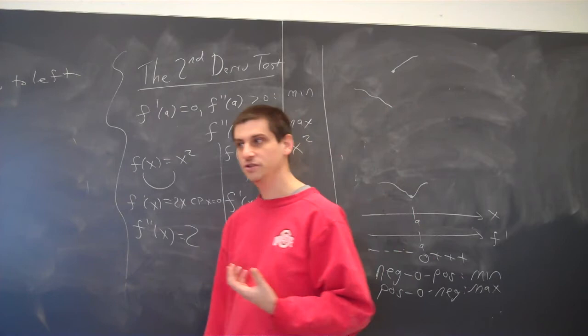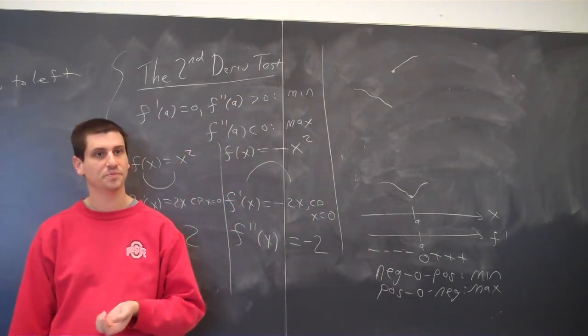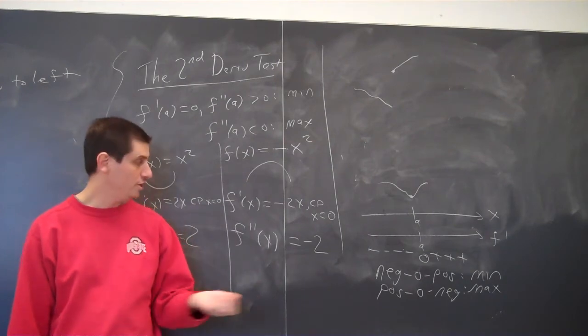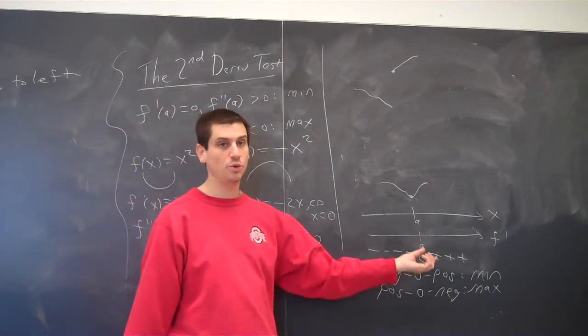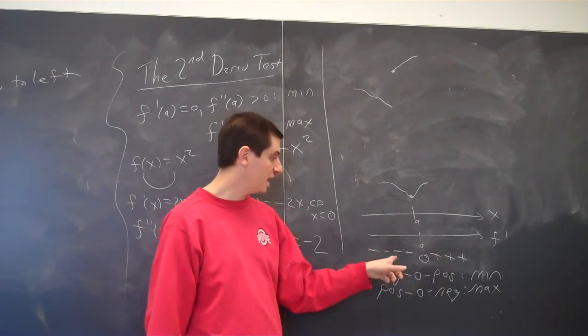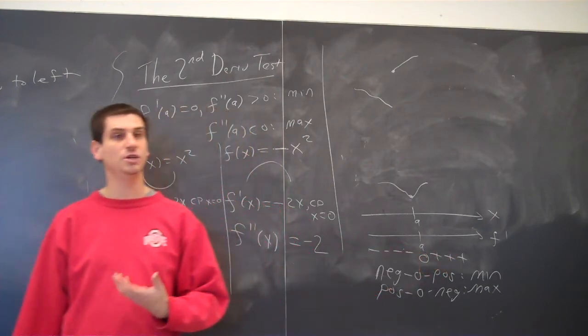Why might you prefer the second derivative test to the first derivative test? It allows you to go faster. Right, you only have to figure out what's going on at one point. You just take another derivative. The first derivative test, you have to evaluate the sign of the first derivative on both sides. So the first derivative test is frequently a little bit more work.